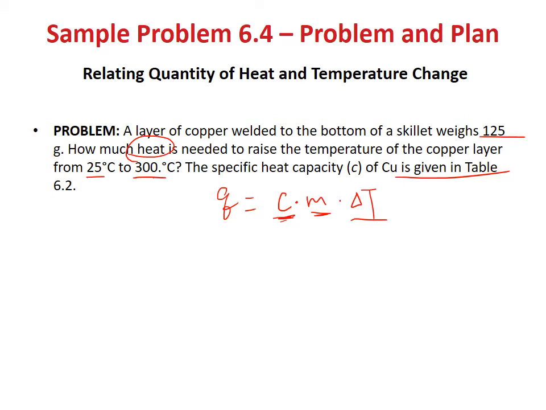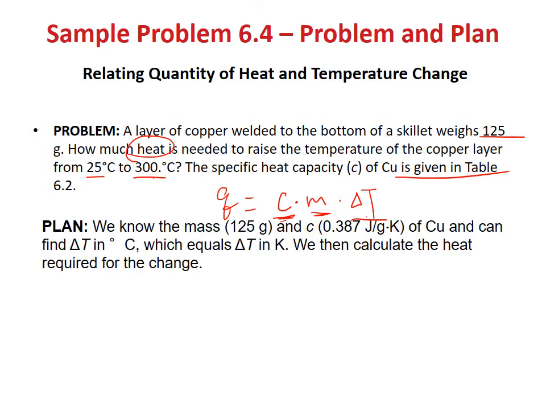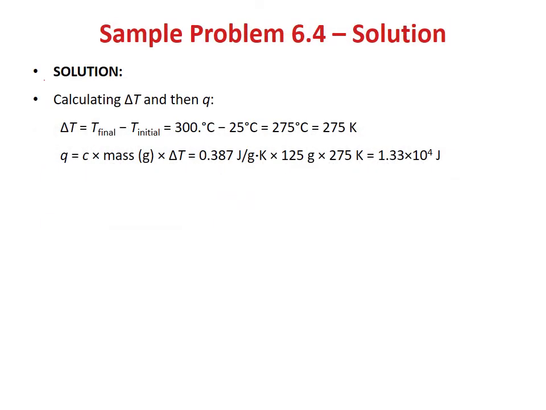So using final minus initial, we can get delta T. And the heat capacity for copper, from the table, should be 0.387. We first calculate delta T, final minus initial. 300 minus 25 gives you 275. So heat is heat capacity, mass, and temperature change. And that gives you 1.33 times 10 to the 4th power joule.